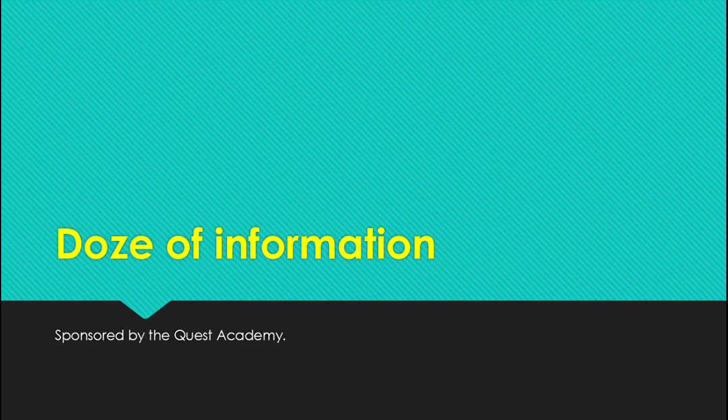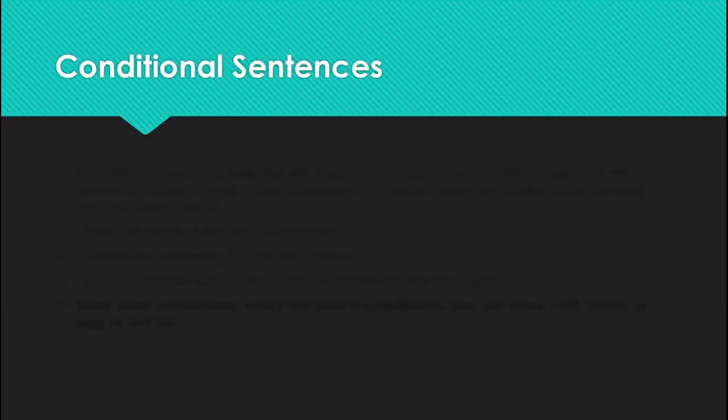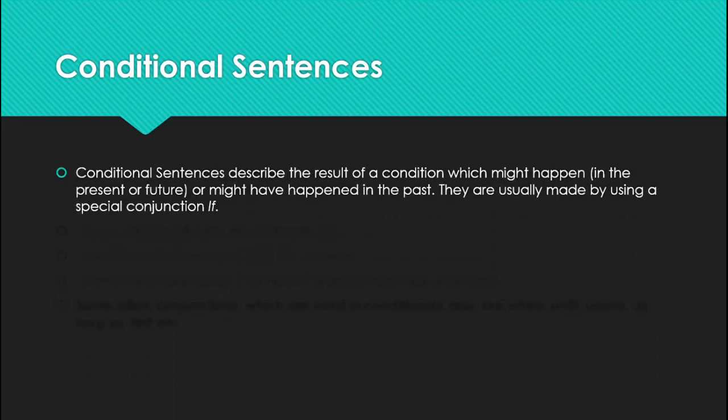Today the topic that we are going to learn is about conditional sentences. Conditional sentences are very important to learn because they help you make your English language look good in writing and speaking both. Conditional sentences describe the result of a condition which might happen in the present or future or might have happened in the past. They are usually made by using a special conjunction. Sometimes we may use different conjunctions, but most of the time if is used.